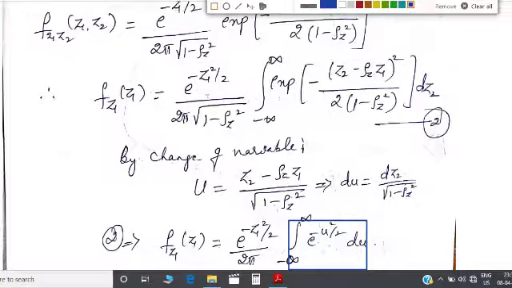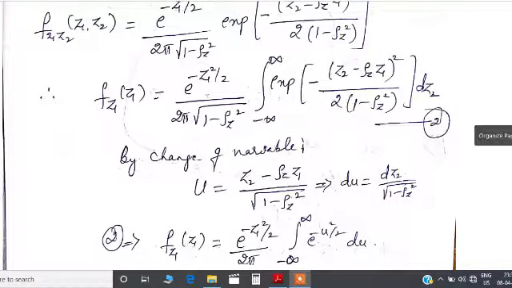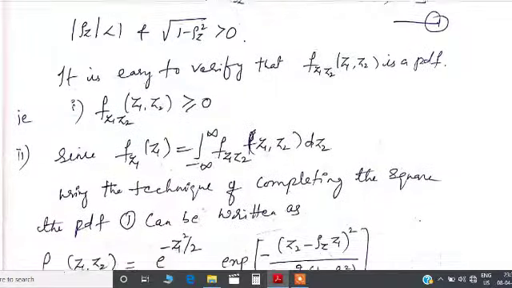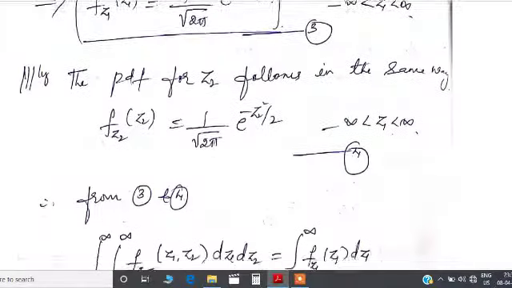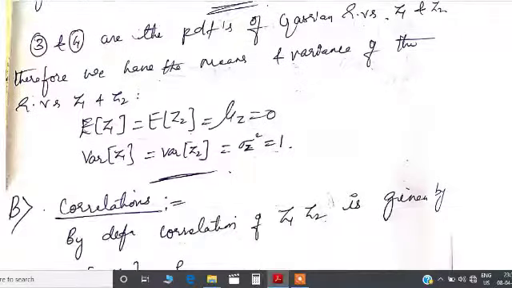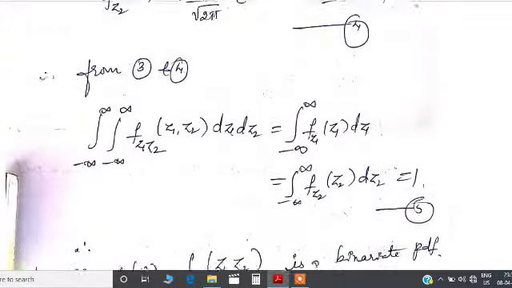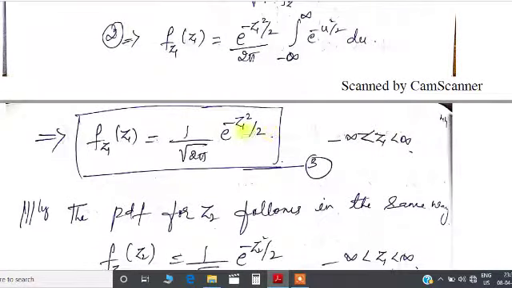That is, f Z1 of z1 is equal to, substituting the value of this integral as root pi by root 2 and simplifying, 1 by root 2 pi e power minus z1 square by 2. You can see the RHS. This complete function is nothing but the normalized PDF with respect to Z1. Similarly, we can show the PDF of Z2 in the same way, which gives f Z2 of z2 equal to 1 by root 2 pi e power minus z2 square by 2, where both Z1 and Z2 lie between minus infinity and plus infinity.